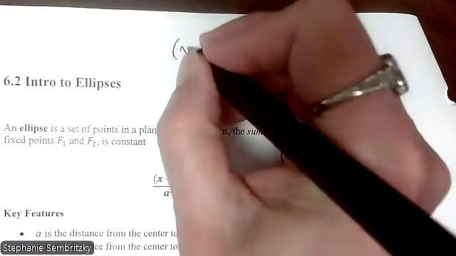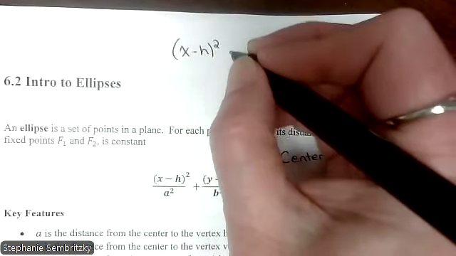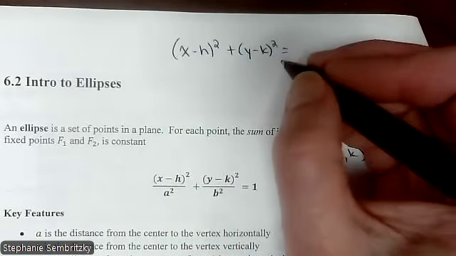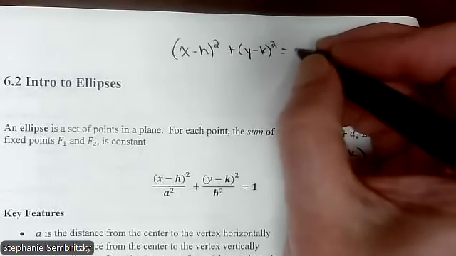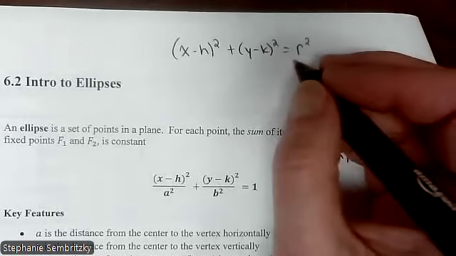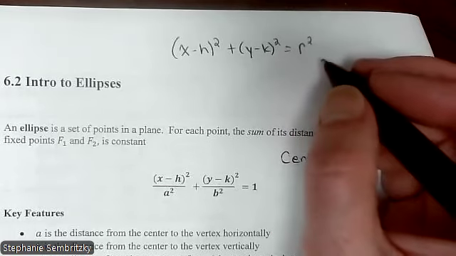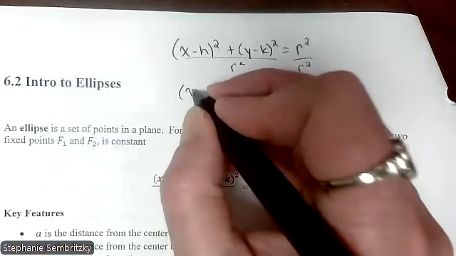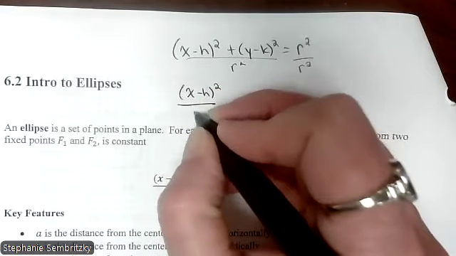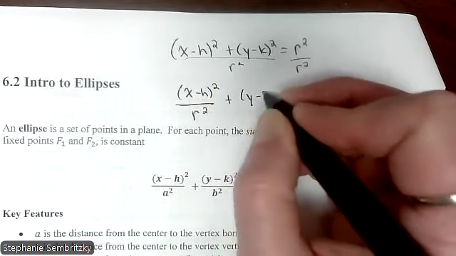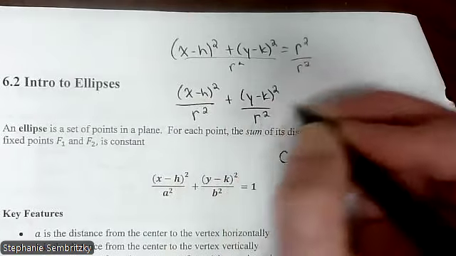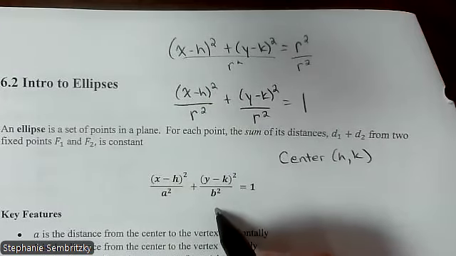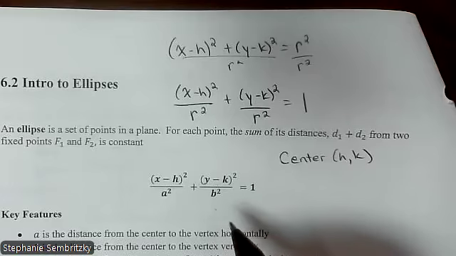Well, if I look back at my circle formula, remember they had the same distance from the center to any edge around a circle, and it was r squared. If I divide both sides by r squared, I would get x minus h squared over r squared plus y minus k squared over r squared equals 1. Notice that's very similar to what I have for an ellipse. A circle is kind of like a special ellipse.